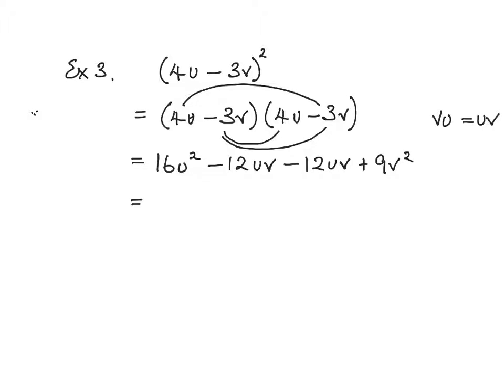We want to gather together like terms. Here are the 2 like terms. So 16u squared minus 24uv plus 9v squared.